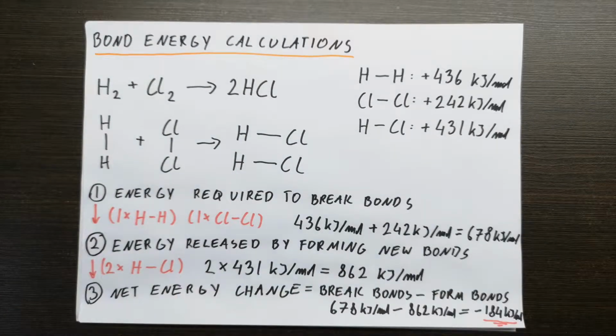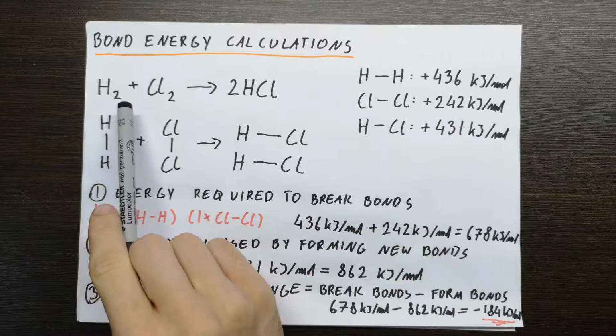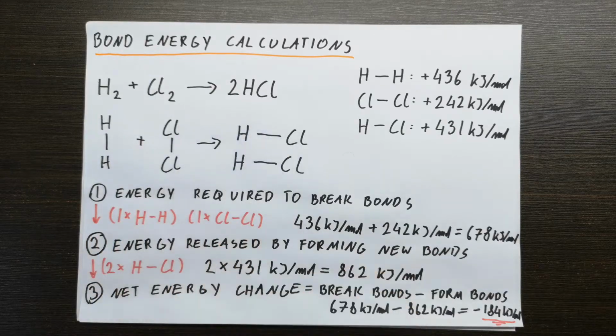Okay, so here I prepared an example because I think this is actually one of those topics where the best way to learn this is simply by example. So, bond energy calculations. Here we have an example: hydrogen plus chlorine gives you 2HCl, hydrochloric acid. Before we go any further, we need to look at what happens in terms of bonds.